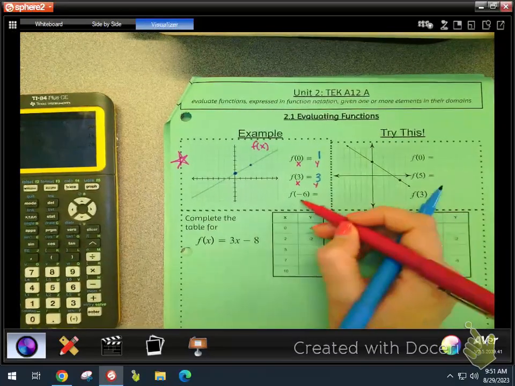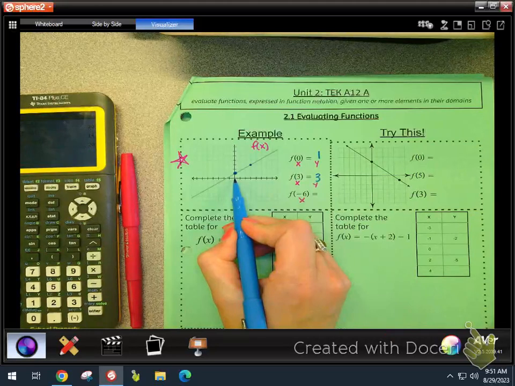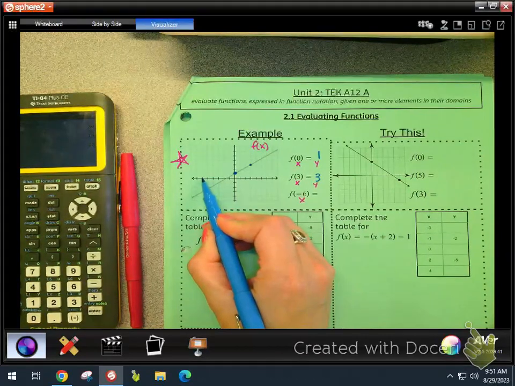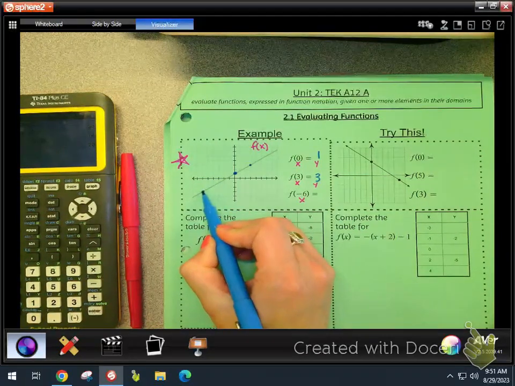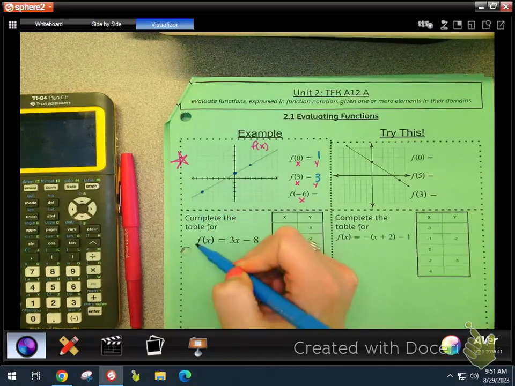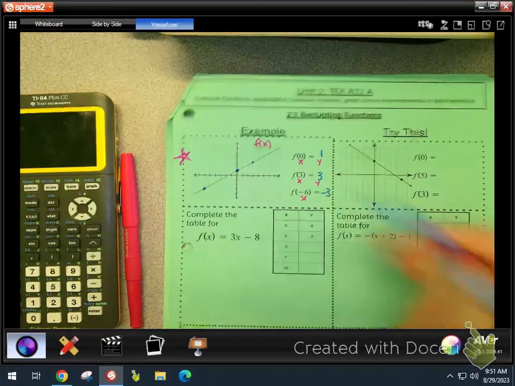Okay, what about f of negative 6? Which way are you going to go from the origin? Left, how many? 6. 1, 2, 3, 4, 5, 6. What y value corresponds there? I'm going to put a point on there because there's not one. 1, 2, I went down 3. So what does that mean my y value is? Negative 3.